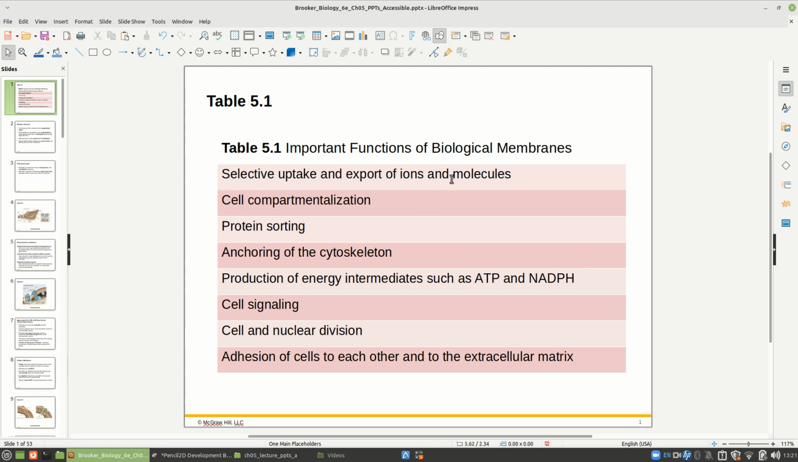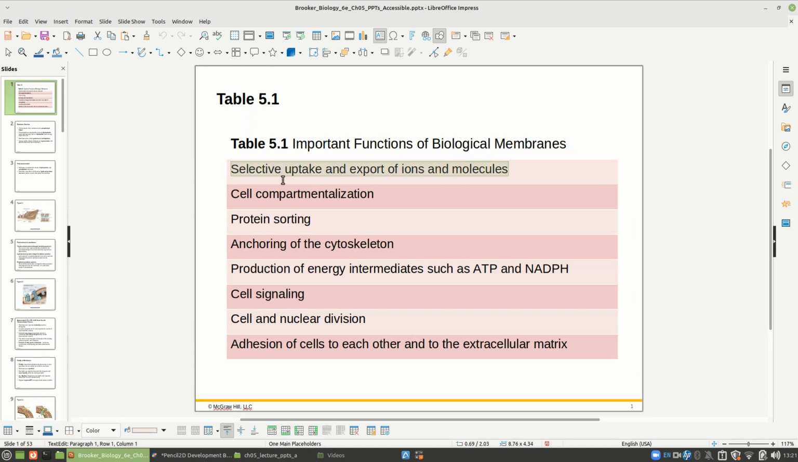But I want to talk about each of these separately, so that you can get a kind of an overview of what each of these is and how the membrane is related to each of these. So let's start with the first one here, the selective uptake and export of ions and other molecules. Other molecules can be things like proteins and carbohydrates. It could be lipids. It could be anything. Ions, of course, are just charged particles like protons or electrons. But molecules, this can pretty much be anything, and they can be really large.